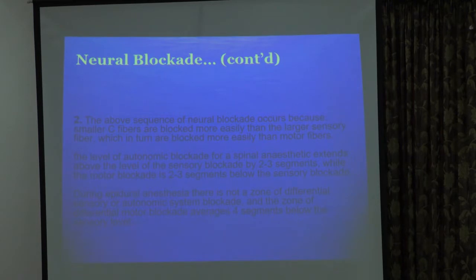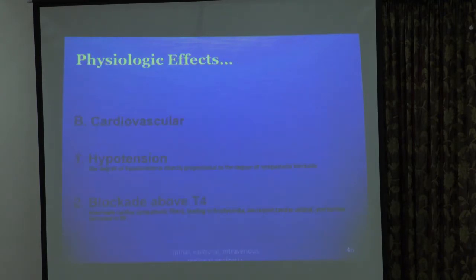Then the above sequence of neural blockade occurs, and this is because we did talk about the nerve fibers, their sizes, the fact that the smaller the size, the easier it is for the nerve to be blocked, and then whether it is myelinated or not, the faster it is to be blocked when it's myelinated. All that explains why we get hypotension occurring when you give a spinal, and I've already explained why you could have bradycardia when your block is about T4 as well.